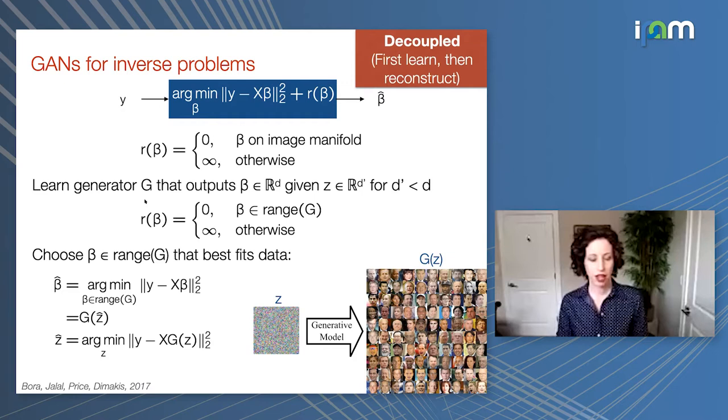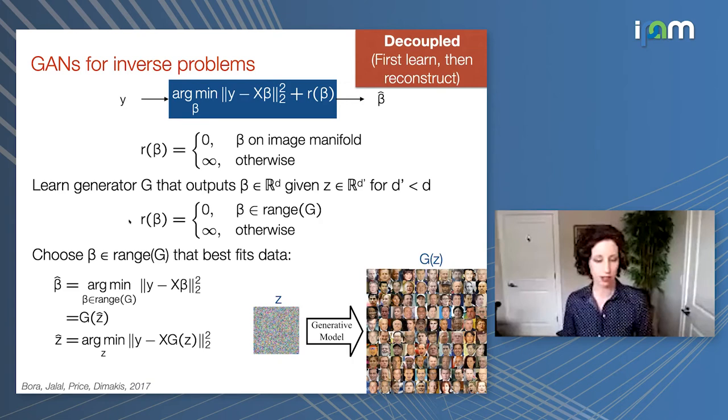I really have two phases in this process. First, I'm learning the generator. And second, I'm leveraging my forward model. And in the second phase, I don't use the training data at all. I've just fixed the generator. And in the first phase, I'm not using any knowledge of the forward model X at all.